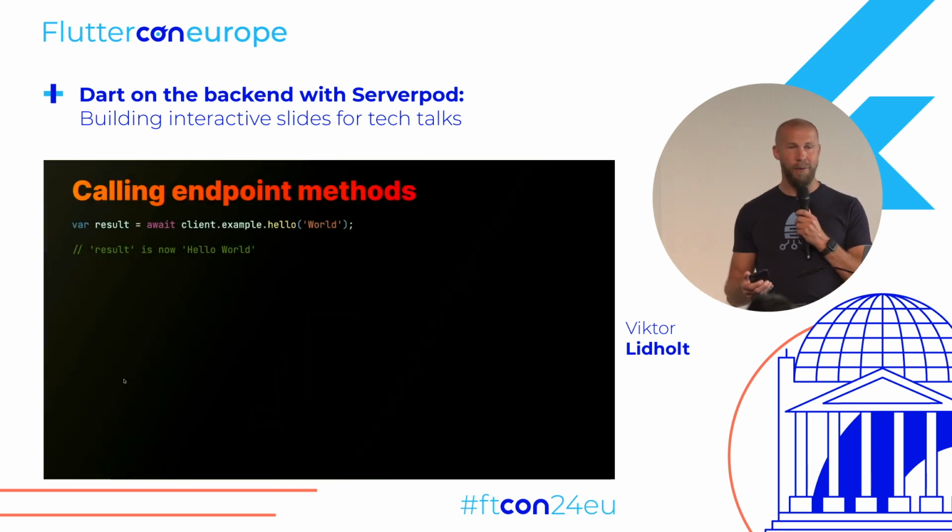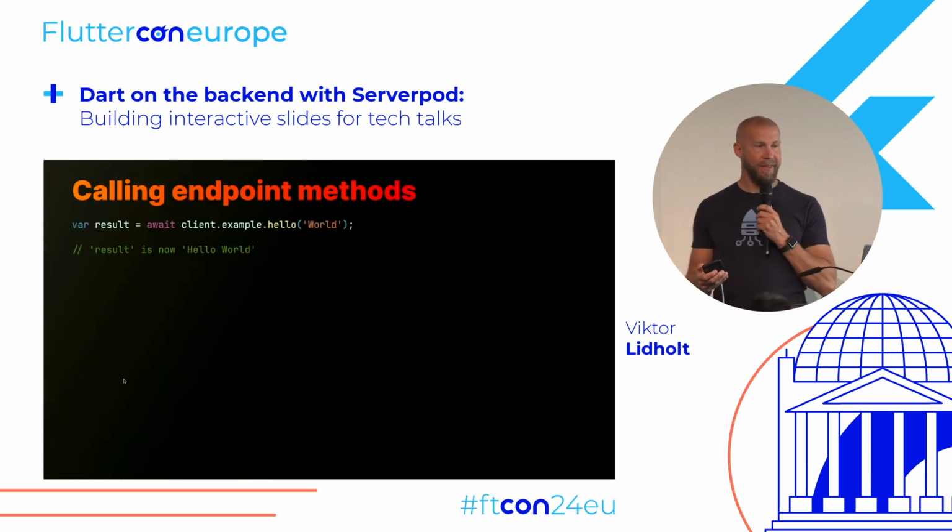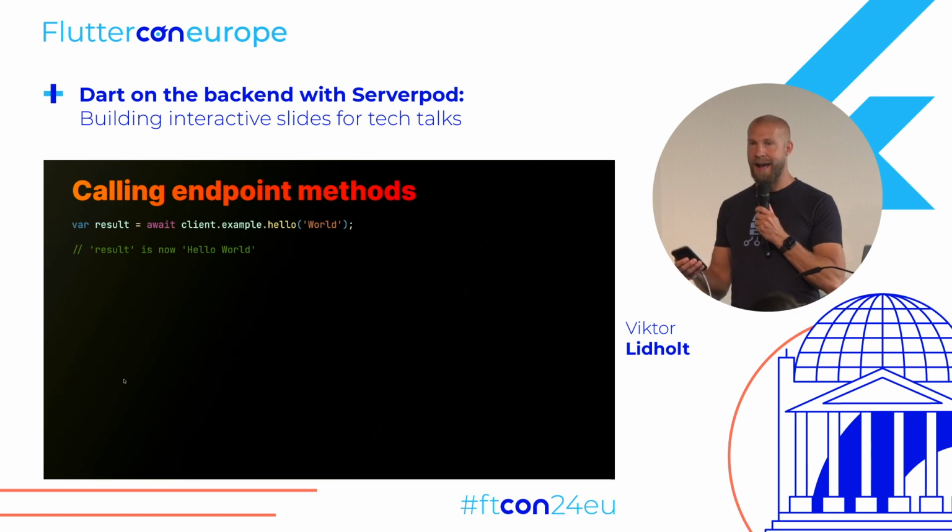So let's look at how we call this from our app. We just access the Serverpod client, and we have all the endpoints there. We have an example endpoint in this case, and then the hello method. And that's really all you need to do to call the methods on your server. So whenever you add a new method to your server, you run serverpod generate. It will analyze your server, and then you can just call them from your app. That easy.